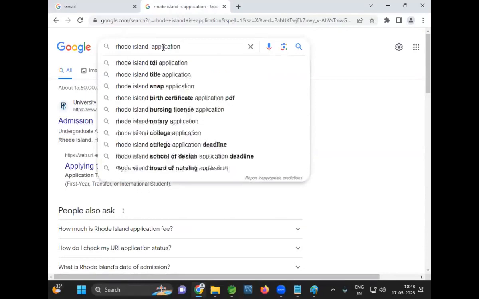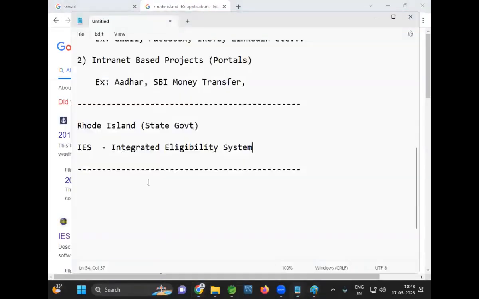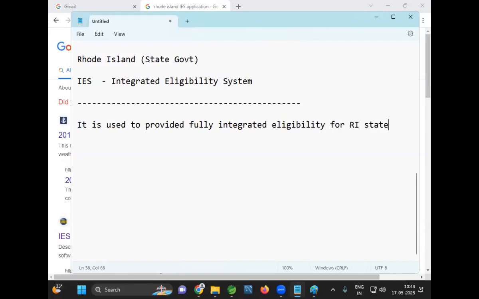IES stands for Integrated Eligibility System. What is the main purpose of this IES? It is used to provide a fully integrated eligibility system for RI state citizens.